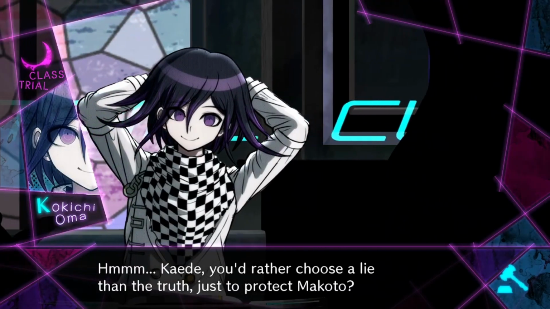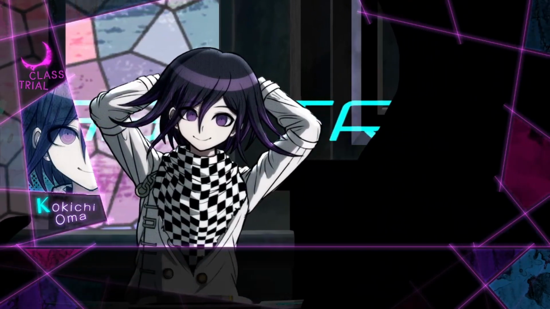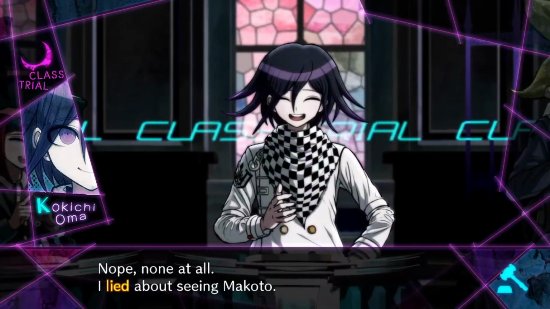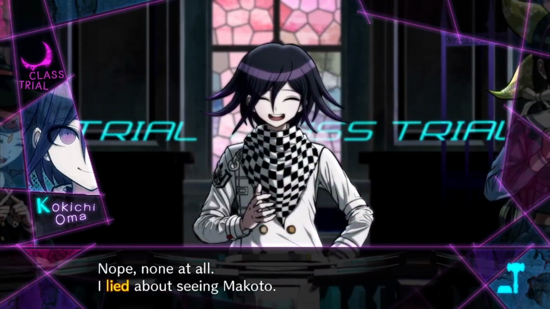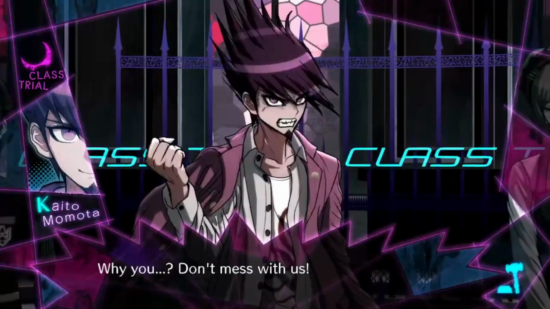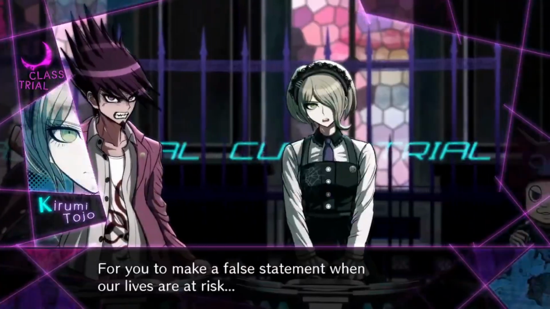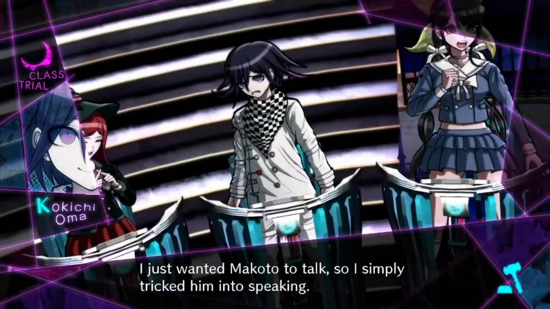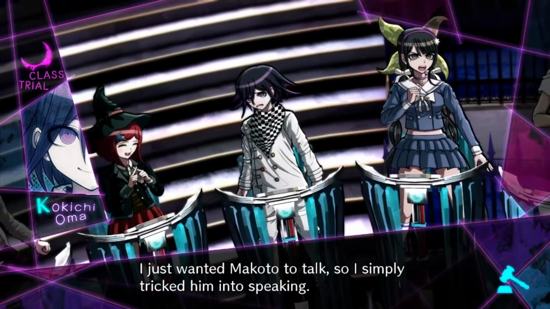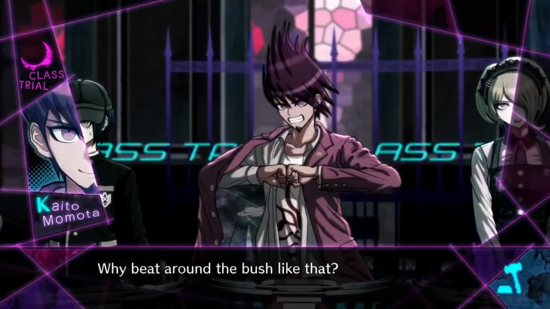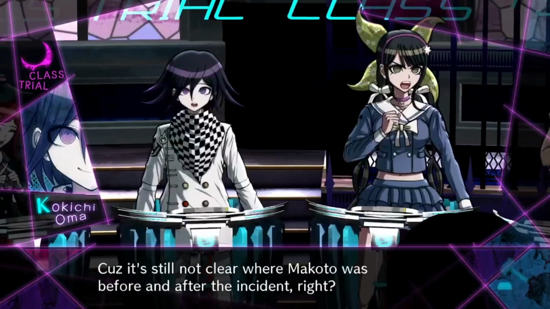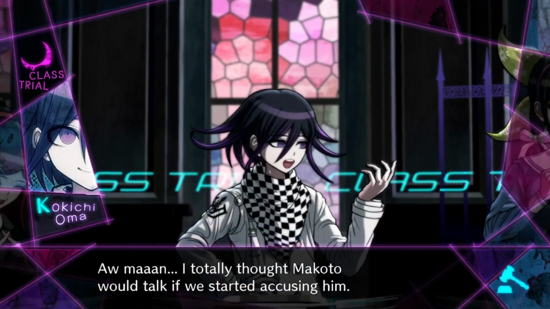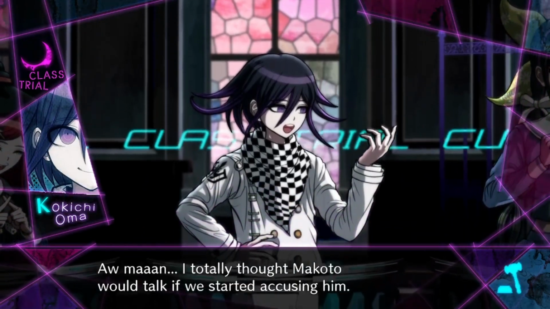Kaede, you'd rather choose a lie than the truth, just to protect Makoto? Do you have any proof to show that I'm lying, Kokichi? Nope, none at all. I lied about seeing Makoto. Oh, you goblin. Why you? Don't mess with us! For you to make a false statement when our lives are at risk, I am not amused. I just wanted Makoto to talk, so I simply tricked him into speaking. Yeah, that didn't work. Why beat around the bush like that? Because it's still not clear where Makoto was before and after the incident, right? Oh man. I totally thought Makoto would talk if we started accusing him.